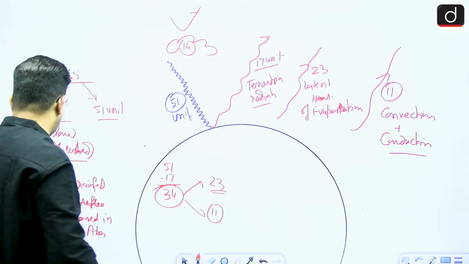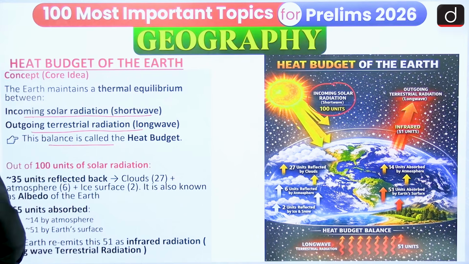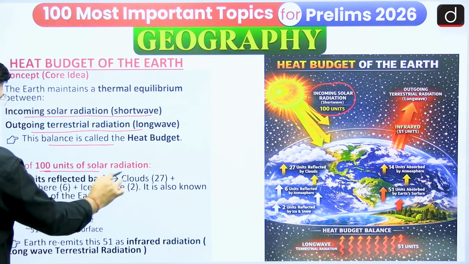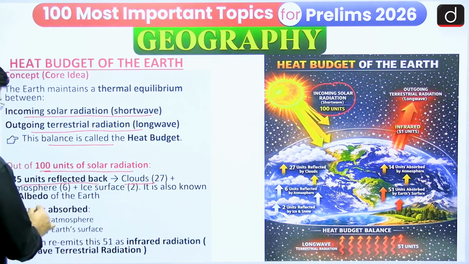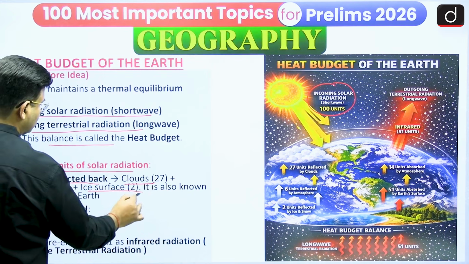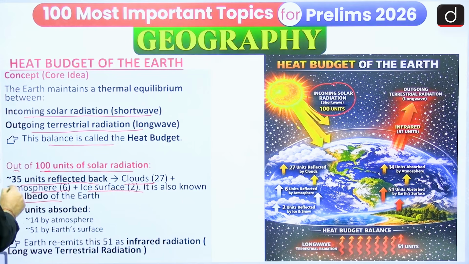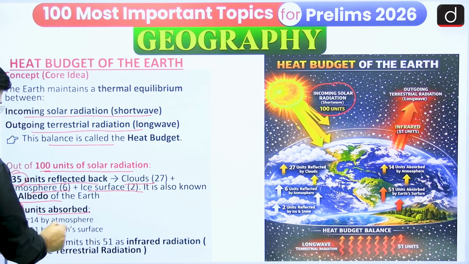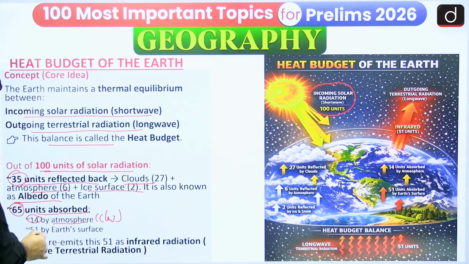Into the space. And here we can say that out of 100 units of solar radiation, 35 units are reflected back, that is 27 from the cloud, atmosphere 6, and the ice surface 2, a total of 35, and this is known as albedo. 35 units moved, and out of the 65 units, 14 are absorbed by the atmosphere, that is in a cloud, and 51 is able to reach the earth surface.